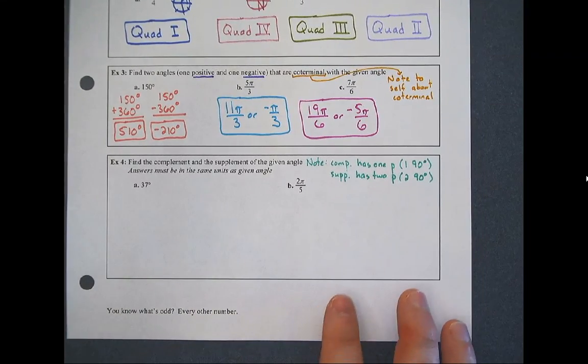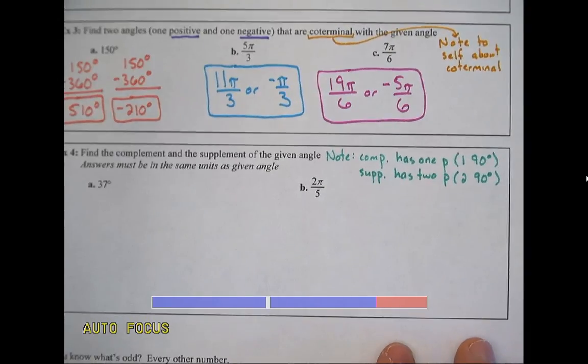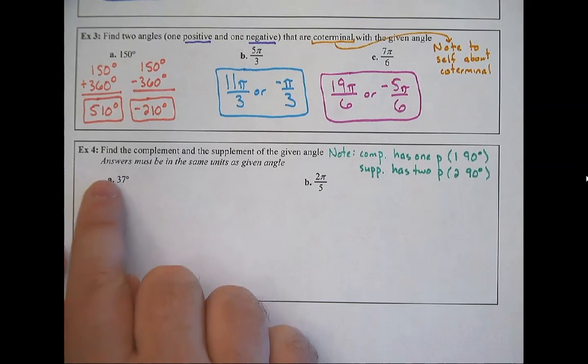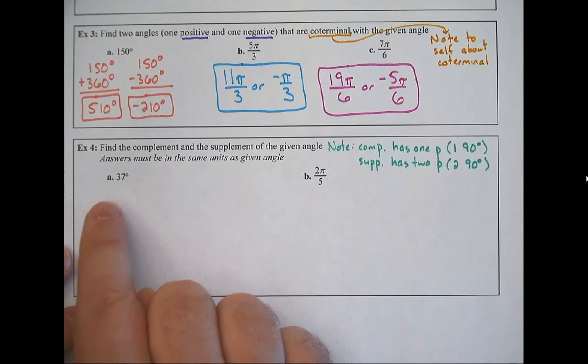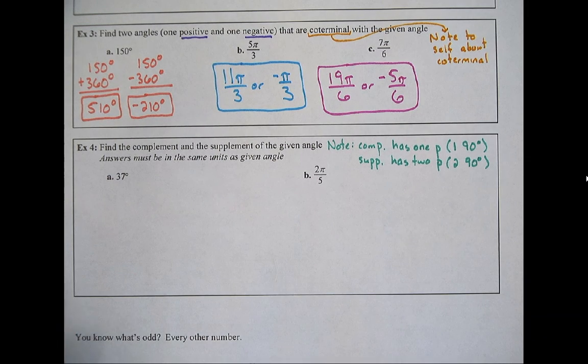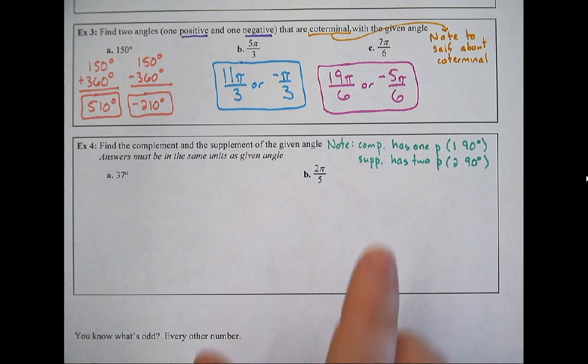So pretty straightforward here. Find the complement and supplement of the given angle. Now, this is my note. I'm going to grade this. Your answer must be in the same unit as the given angle. So if I give you an angle in degrees, your complement and supplement must also be in degrees. If I give you radians, you also have to be in radians.